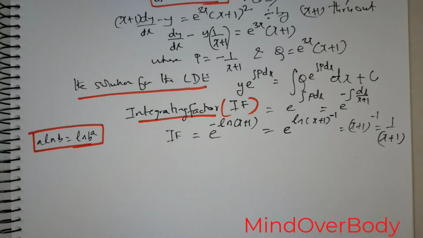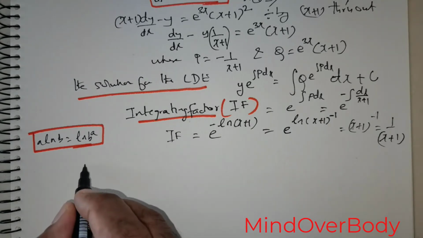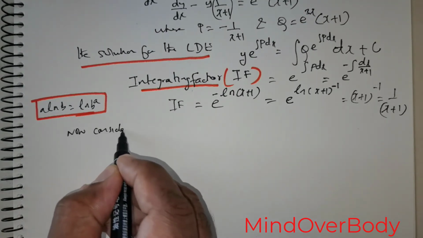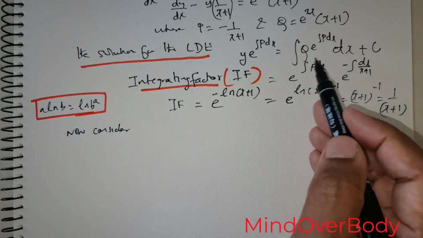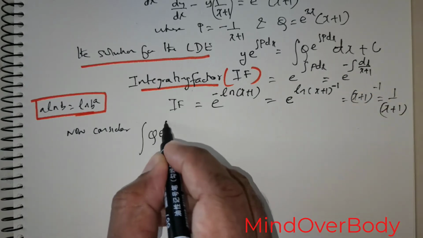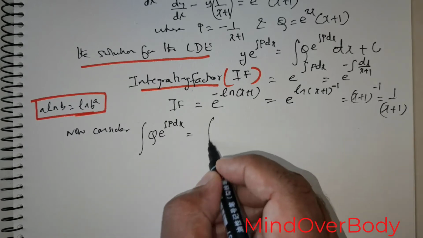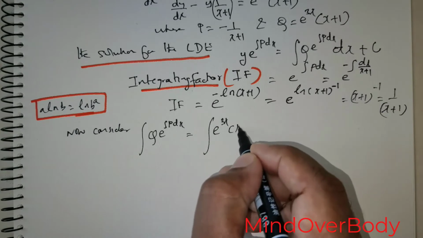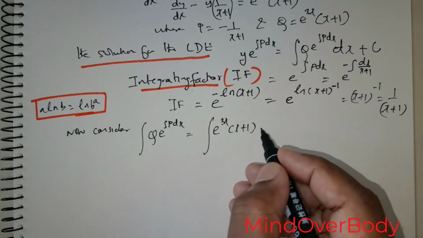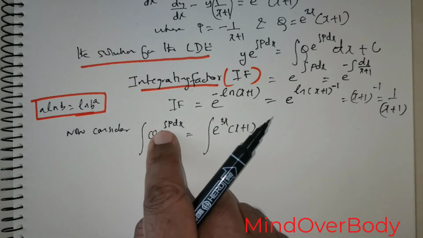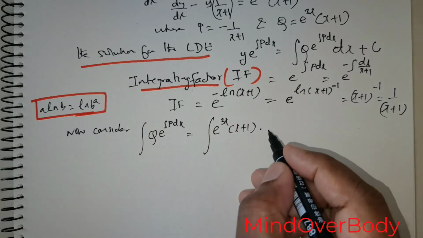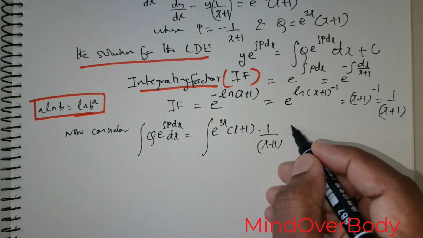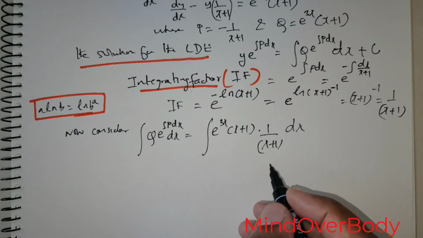So fair enough. So now we will have to calculate. So let us consider this quantity. So we will have to integrate this. Consider integral q times e raised to the power of integral p dx, which is nothing but integral. My q, I have already taken as e raised to the power of 3x times (x+1), times e raised to the power of integral p dx. What is that? E raised to the power of integral p dx is nothing but 1 over (x+1). Of course there is a dx here. We should always have that. Without that the integration cannot be performed.